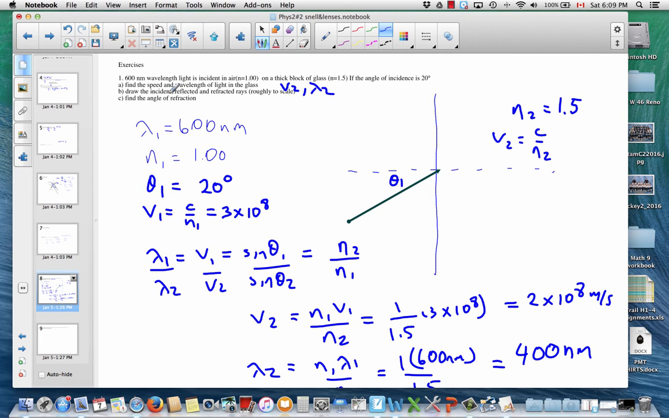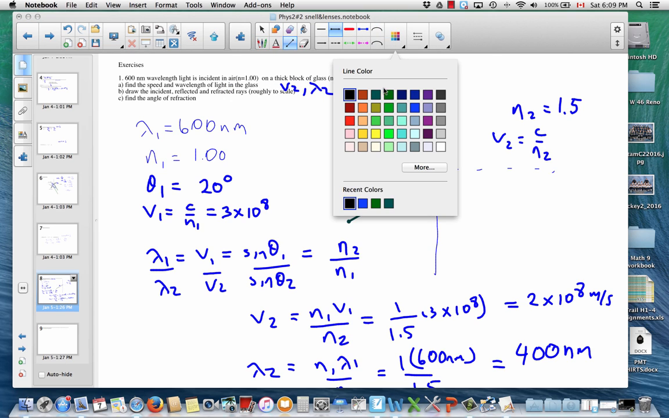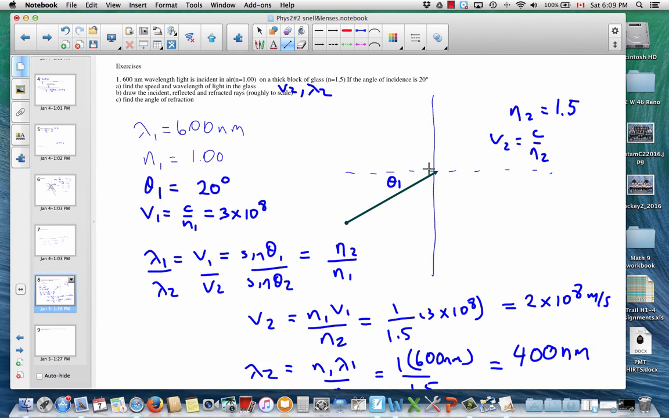Okay, so draw the incident, reflected, and refracted rays roughly to scale. Well, the law of reflection tells us, of course, that the angle of incidence equals the angle of reflection, and there will be some reflection off that surface. So roughly to scale, there it is, same angle on both sides. For the refracted ray, because we're entering a more dense material and the speed is slowing down, right? Speed is proportional to angle, smaller speed, smaller angle. So the angle over on this side will be smaller, i.e. the ray will be closer to the normal.